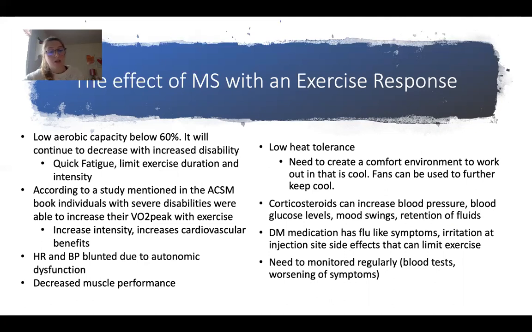Heart rate and blood pressure can be blunted due to autonomic dysfunction, and decreased muscle performance can occur. It's also common for patients with MS to have low heat tolerance, so you need to make sure that they are in a comfortable environment to work out in, and fans can be used to further help cool them down.